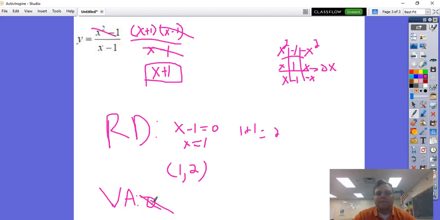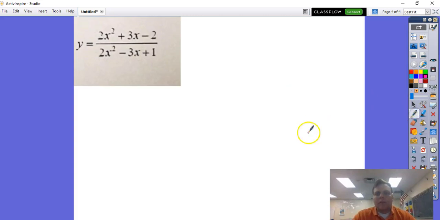Okay? Let's do one more problem. Here's the last problem I'm going to do with you. Again, it's the same question: find any vertical asymptotes and find any removable discontinuities.